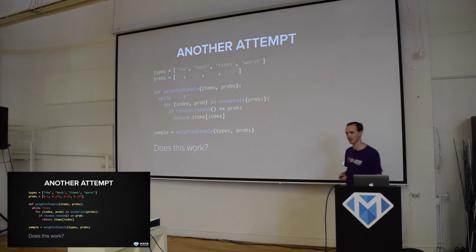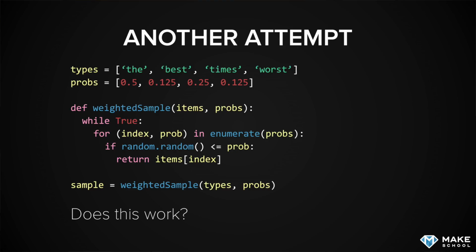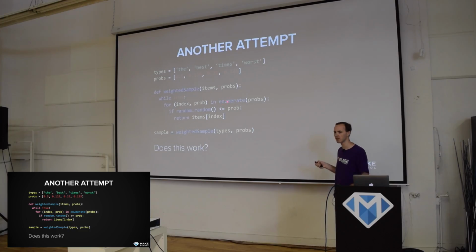So that leads to another attempt. So here's how this attempt works. We only have the types, the, best, times, and worst. We don't have to duplicate the, but we're also going to keep track of the probability of each one. So the has probability of half, best 1/8, times 1/4, and worst 1/8. Okay? And here's how we're going to sample. We're going to enumerate this list. Have you seen the enumerate function in Python? Haven't seen that? Okay, good.